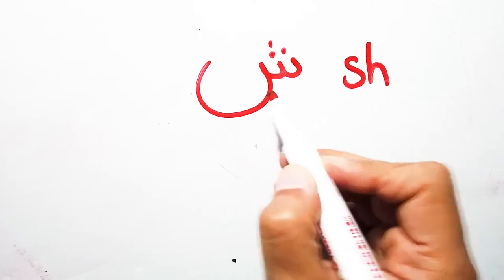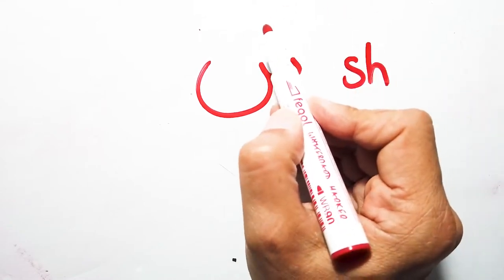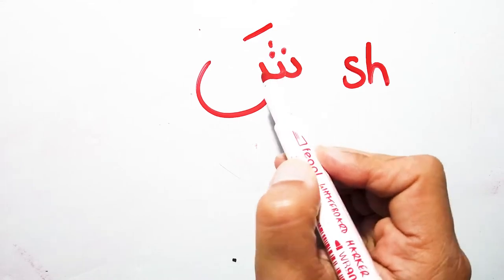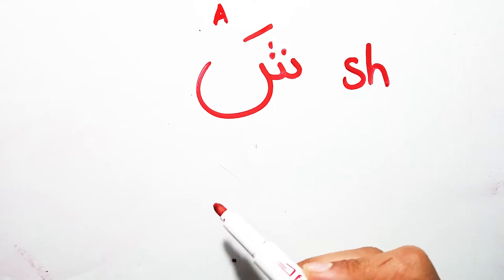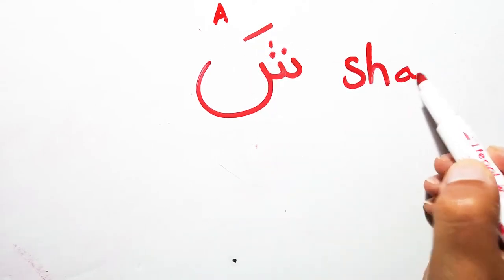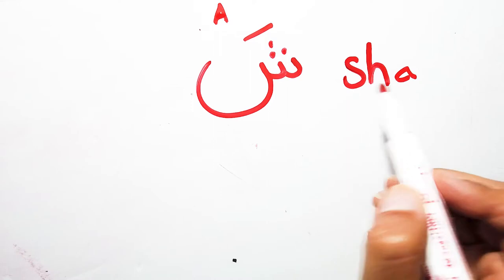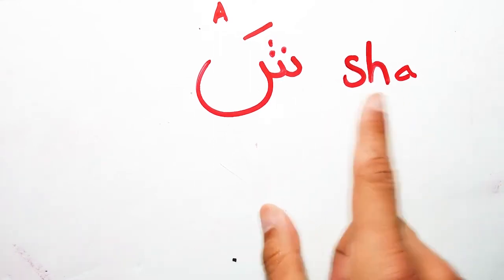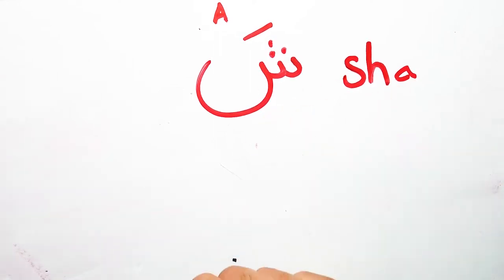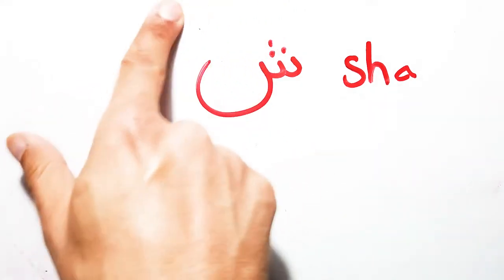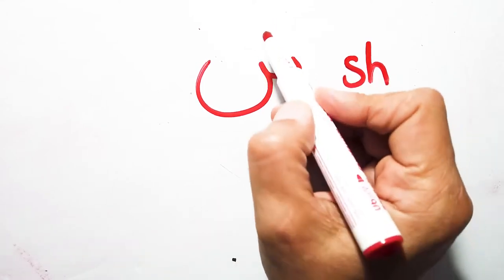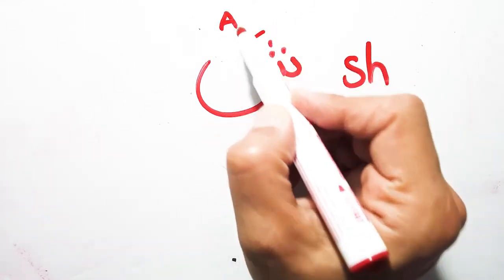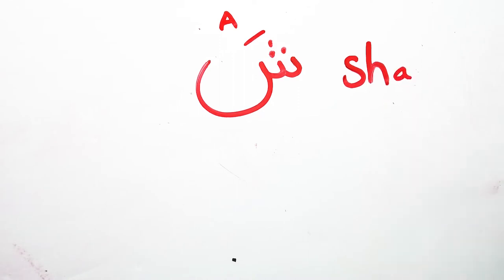Sh, sh, sh. If I add this mark on the top, I now have sh, sh. This mark sounds like letter A in English. Okay? If I remove this mark, now I have just the sound sh, sh. Okay, sh has four different shapes.